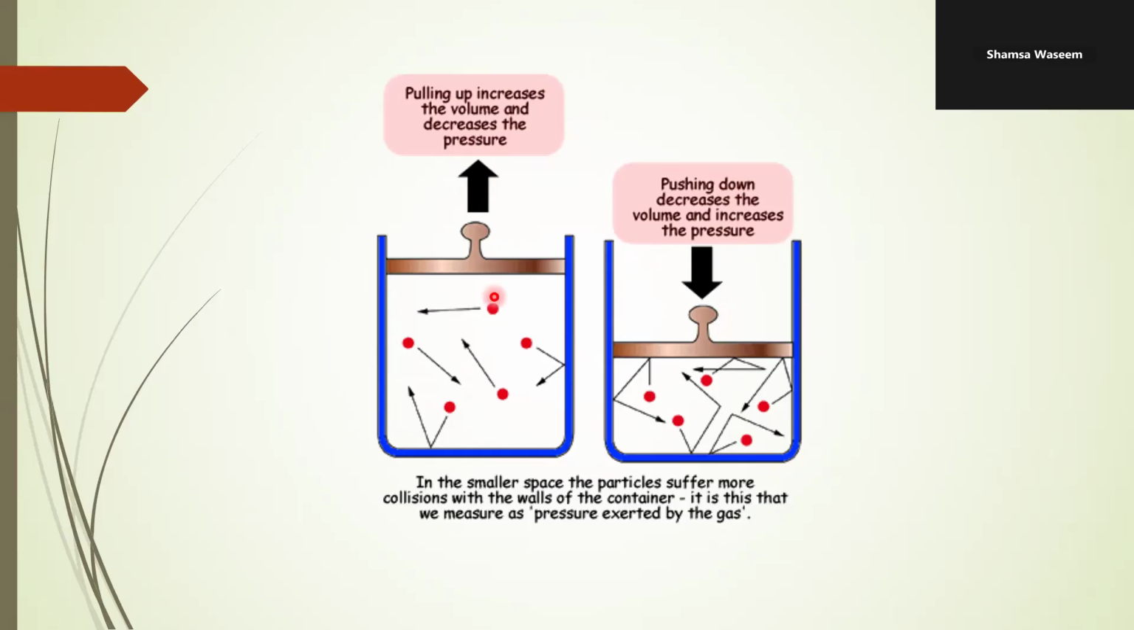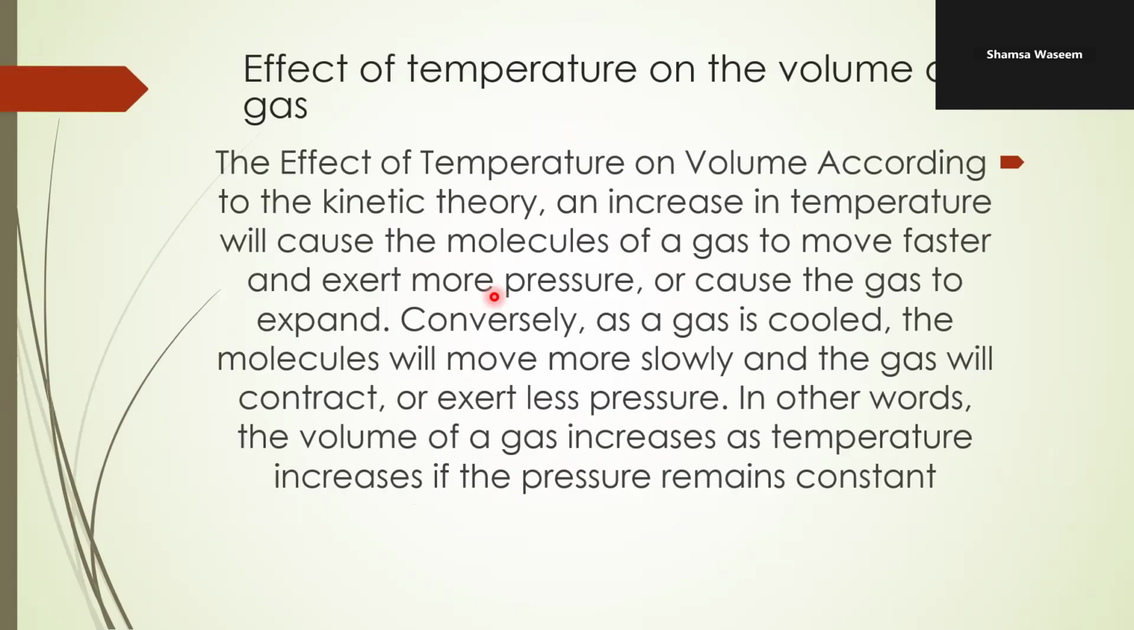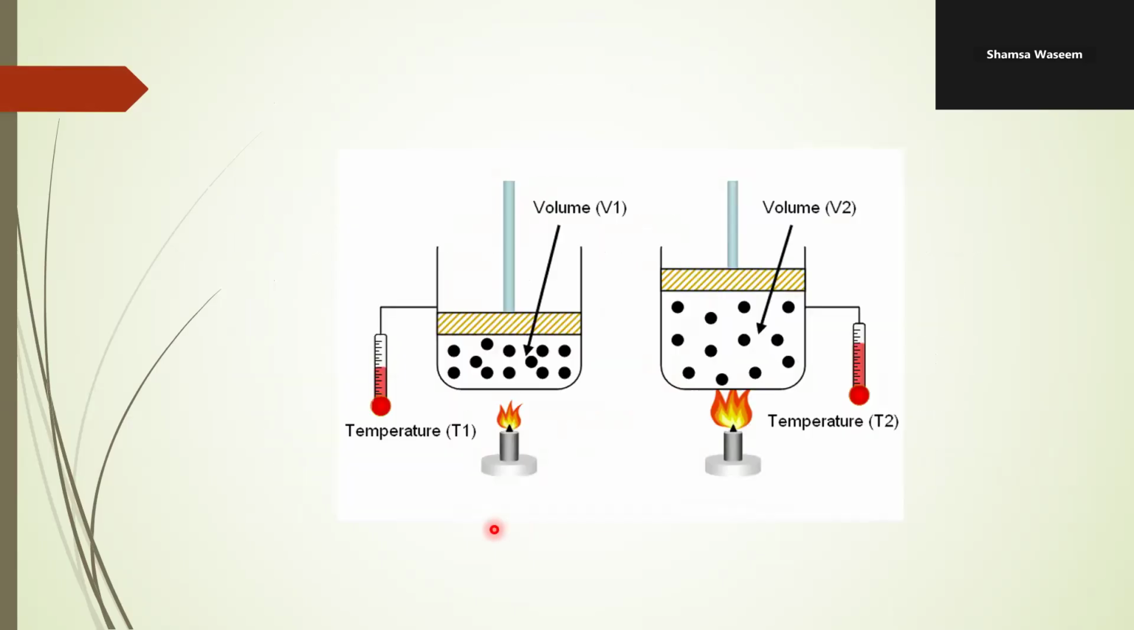Now, the other thing is the effect of temperature on the volume of gas, right? When you increase the temperature, what happens? The particles move further apart. They move faster, they exert more pressure, and they cause the gas to expand, right? Similarly, if the gas is cooled, the molecules will move more slowly, and the gas will contract or exert less pressure. In other words, the volume of gas increases as the temperature increases if the pressure remains constant.